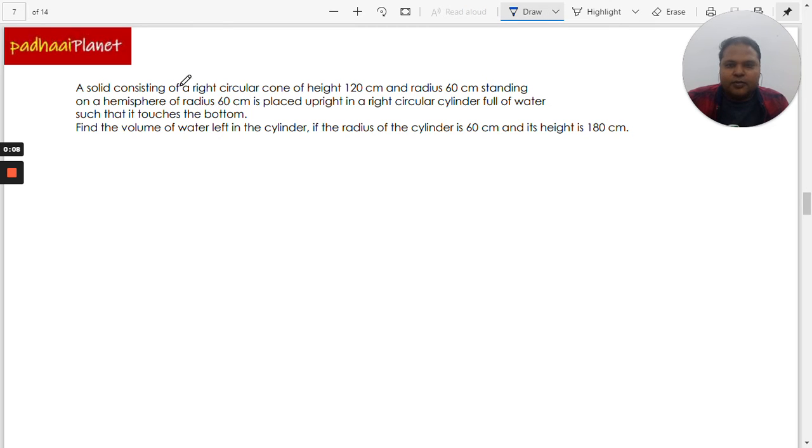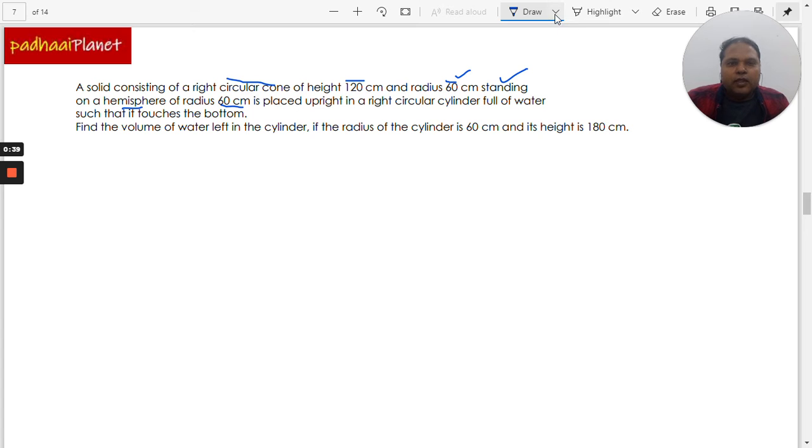Now in this video we are solving a question from surface areas and volumes. The question says that there is a solid consisting of a right circular cone. The height of the cone is 120 centimeters and the radius is 60 centimeters. Now this cone is standing on a hemisphere with the radius of 60 centimeters. So basically the radius of the hemisphere and the radius of the cone are both equal to each other.